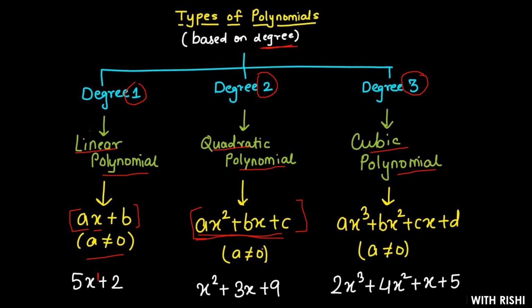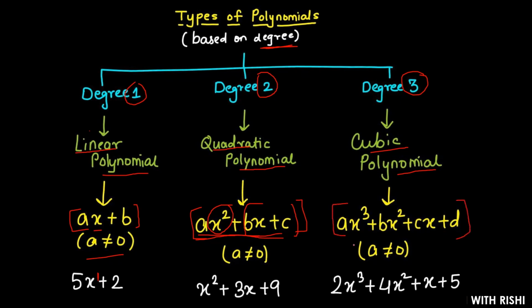So here a is also equal to 0 because if a becomes 0, then the power of 2 will also be 0. If a is 0, then bx plus c will become our linear polynomial. The next is the cubic polynomial. So the general equation is ax cube plus bx square plus cx plus d.